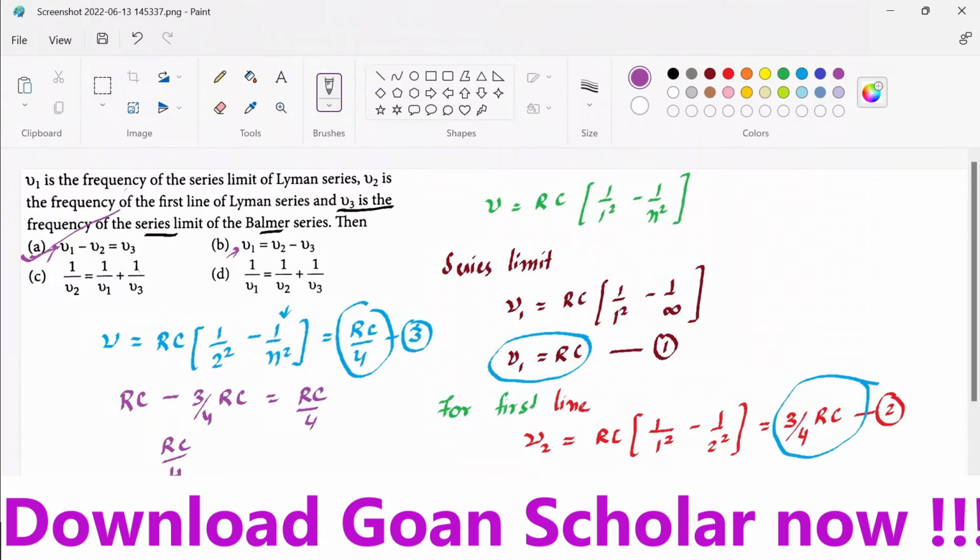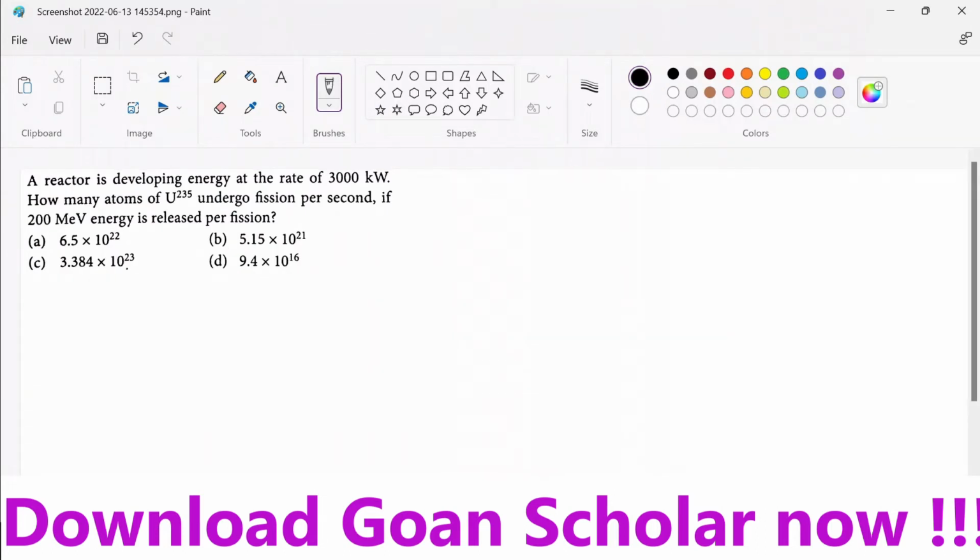Okay, great. Let's move to question number 4. Question number 4 on the screen. A reactor is developing energy at the rate of 3000 kilowatt. That's the energy, 3000 kilowatt. Clear? How many atoms of uranium-235?